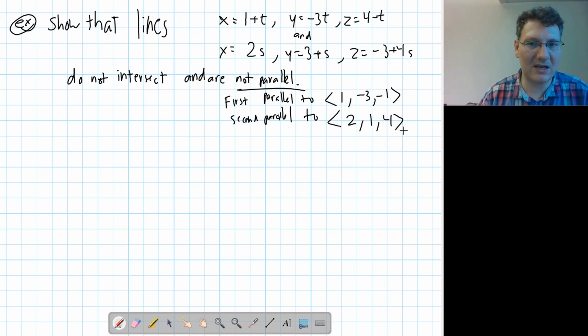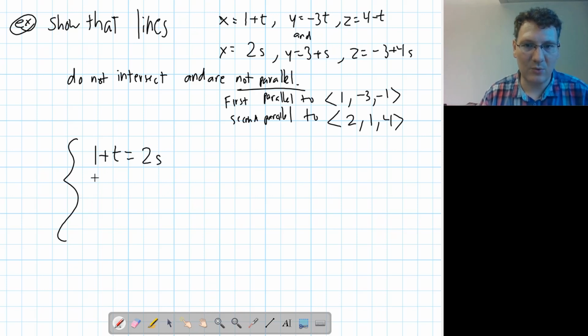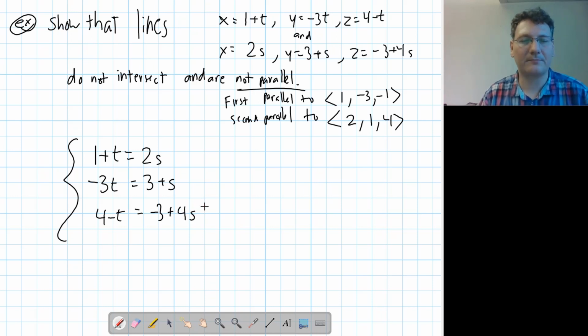So let's now try to figure out if the lines would intersect, what would t and s have to be equal to? That's what we have to do. And to figure that out, we just need to try to solve a system of equations where we set 1 plus t equal to 2s, we set negative 3t equal to 3 plus s, and 4 minus t equal to negative 3 plus 4s.